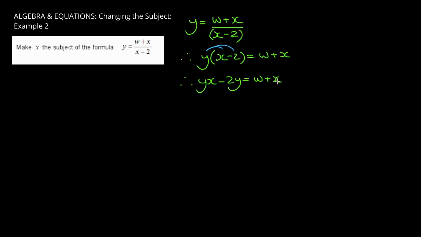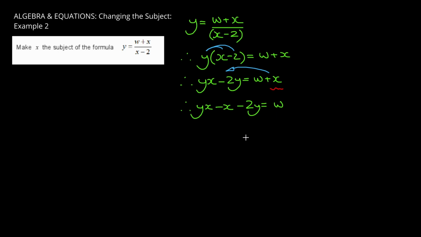Well, as I said, we've got to gather these x's together. So this guy here must move sides. And to do that, we've got to subtract x from both sides. Let me do this in single steps. So I get, therefore, yx, that hasn't moved, take away x, which has moved, because we're subtracting x from both sides, minus 2y, which hasn't moved, is equal to w, the thing that's left on the right-hand side now that the x has disappeared.